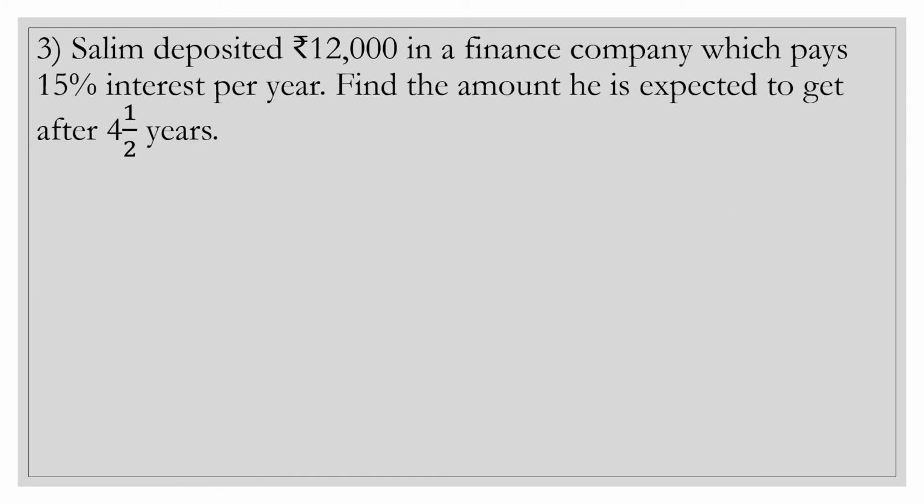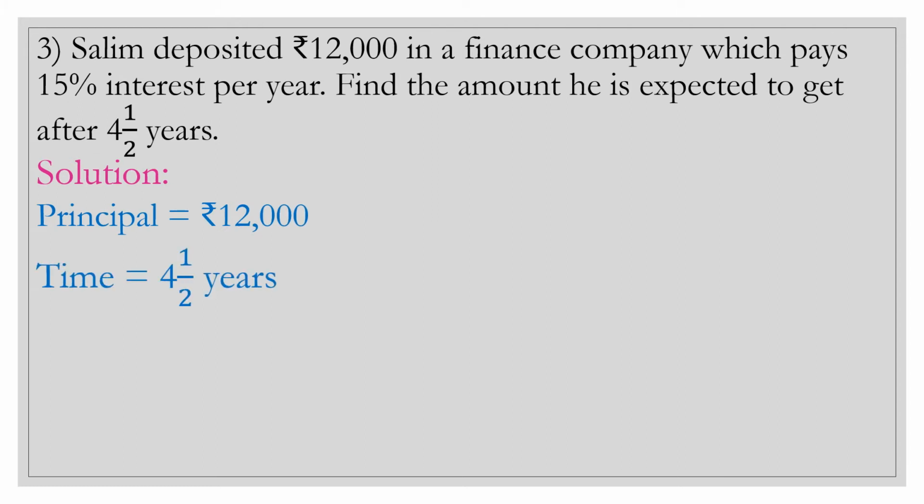Next is question number 3. Salim deposited rupees 12,000 in a finance company which pays 15% interest per year. Find the amount he is expected to get after 4.5 years. See, in this question, principal is equal to rupees 12,000 and time is equal to 4.5 years. See, 4 1 upon 2 is a mixed number. So let's convert it into an improper fraction. 4 2s are 8 and 8 plus 1, 9. So we get 9 upon 2 years and rate of interest is equal to 15%.